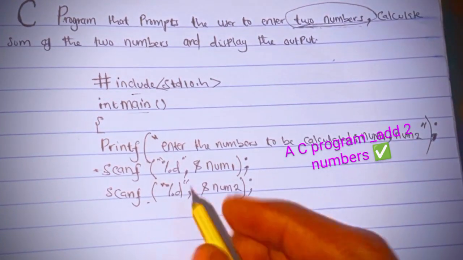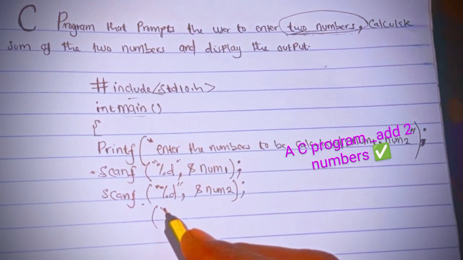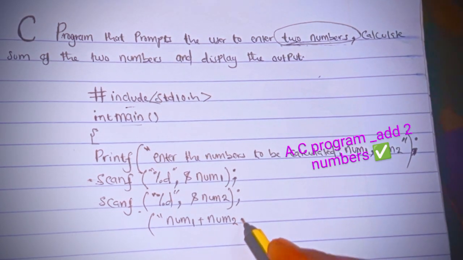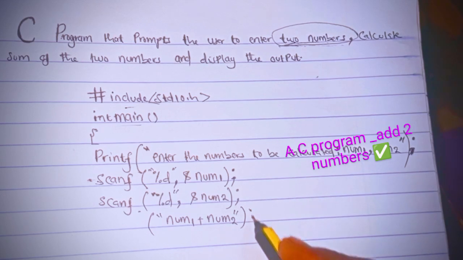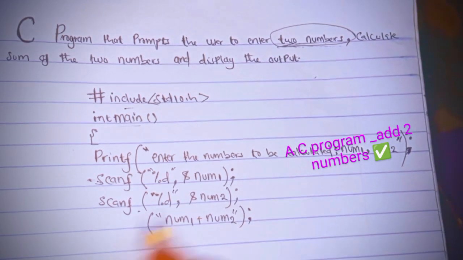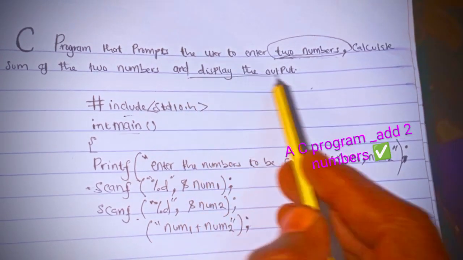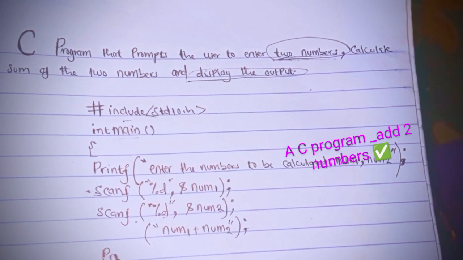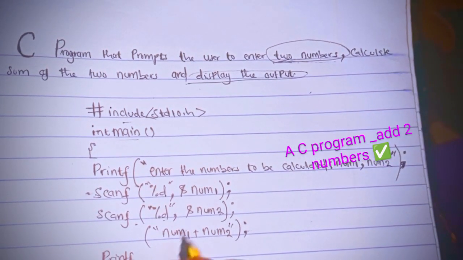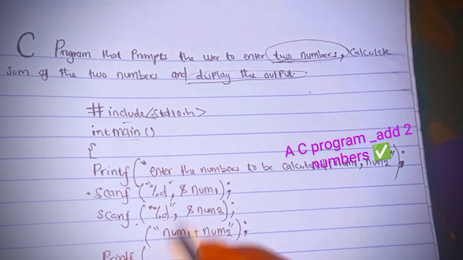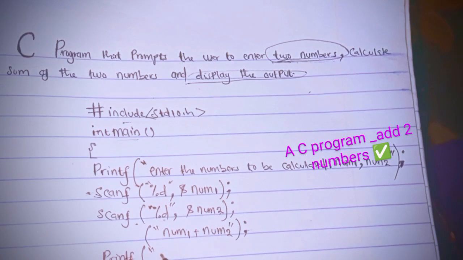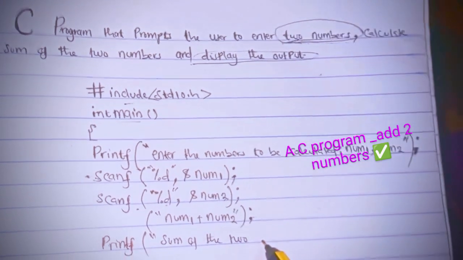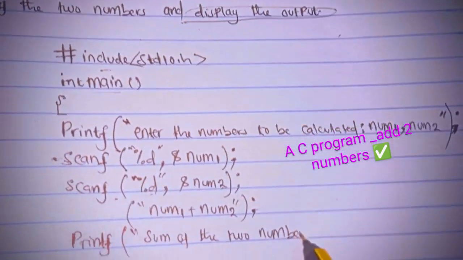After that, we're going to add the two numbers down here: num1 plus num2. Close again. We shouldn't forget this. Now we're going to output the sum of the two numbers. So we're going to use the print function and output the sum of the two numbers.